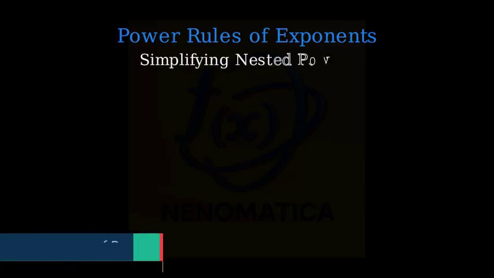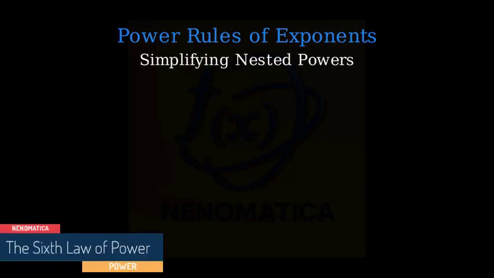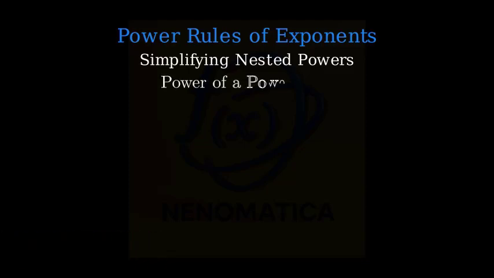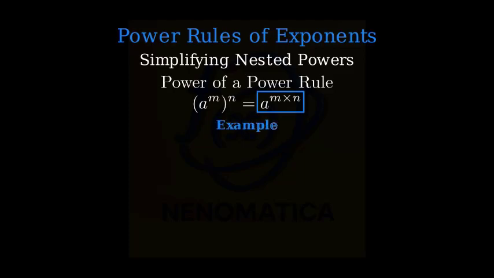Today we'll focus on simplifying expressions with nested exponents, learning how to apply the power rule to transform complex expressions into simpler forms. The key rule we'll be using today is the power of a power rule. When we have an expression in the form of a power raised to another power, like a to the m, all in parentheses, raised to the n, we simplify by multiplying the exponents. So this equals a raised to the m times n. Let's look at our first example.